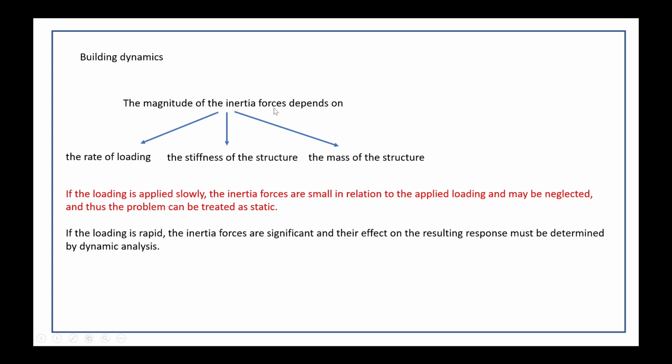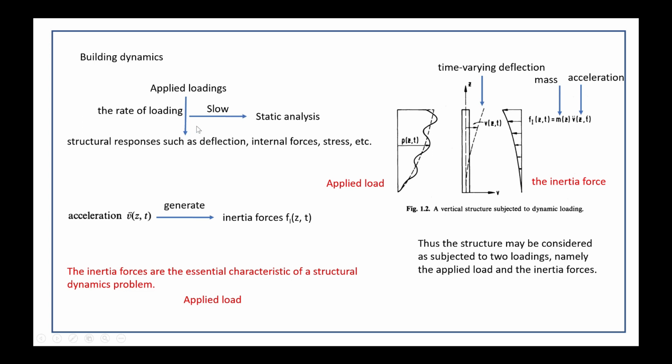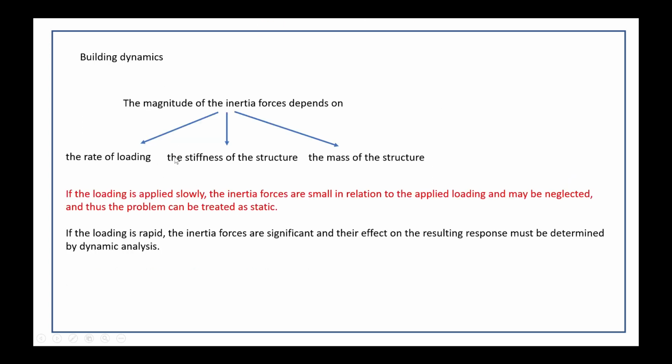The magnitude of inertia force depends on the rate of loading. Okay, you apply it slowly or apply it quickly, like the seismic load or wind load. The stiffness of the building depends on it, so the magnitude of inertia force depends on it. So you can reduce it by increasing the stiffness and slowing down the rate of loading, and the mass of the structure. You can increase the mass of the structure. If the loading is applied slowly, the inertia force is small in relation to the applied loading and may be neglected, and the problem can be stated as static.